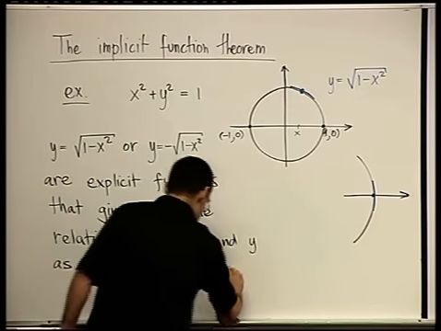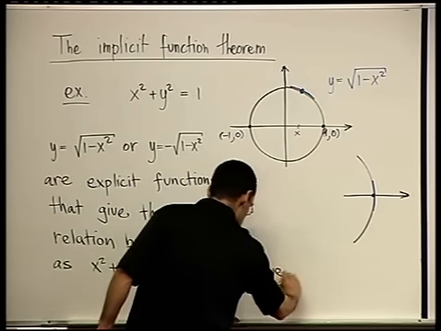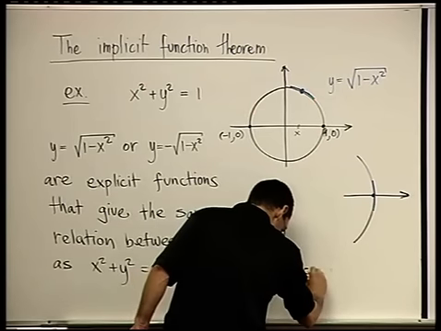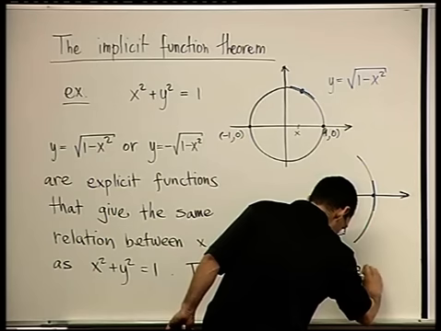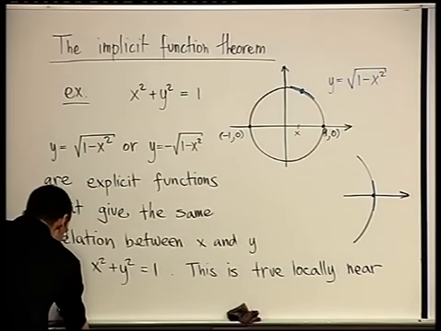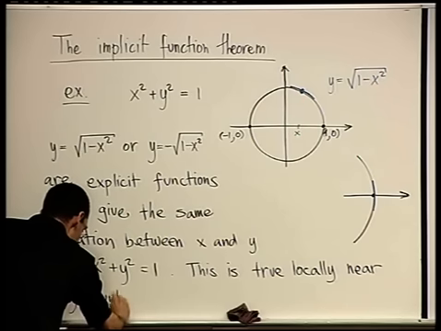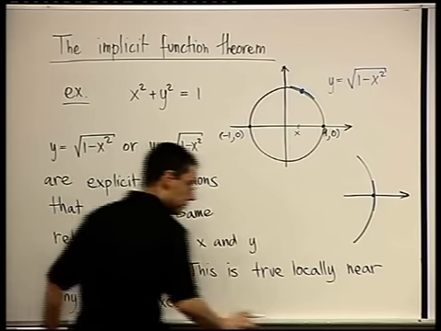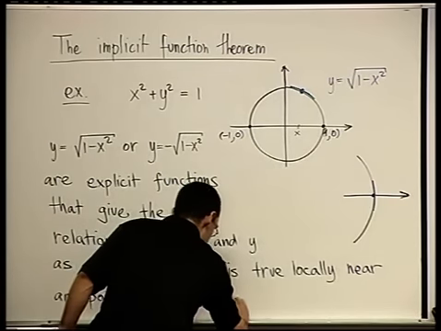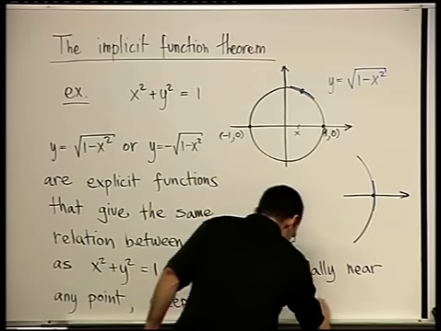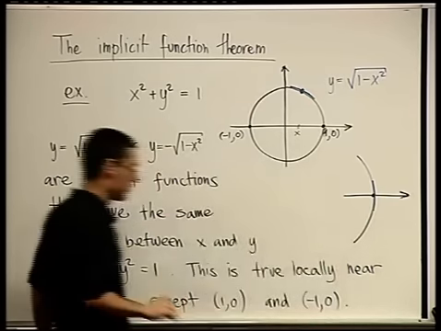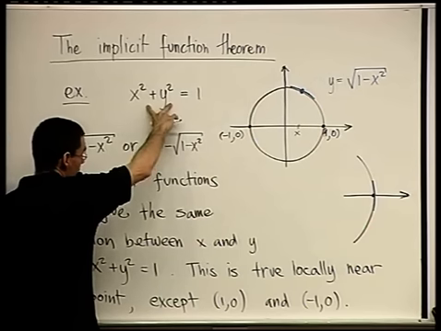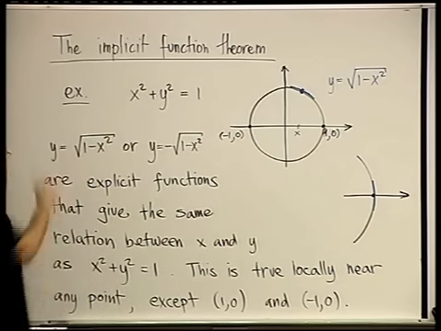This is true near, this is true locally, near any point except 2 points, (1, 0) and (-1, 0). Good? So except at these 2 points, we can translate this relationship into explicit functions.